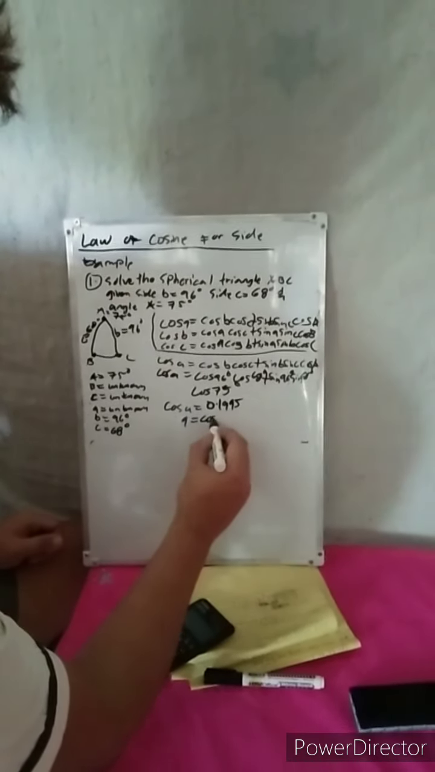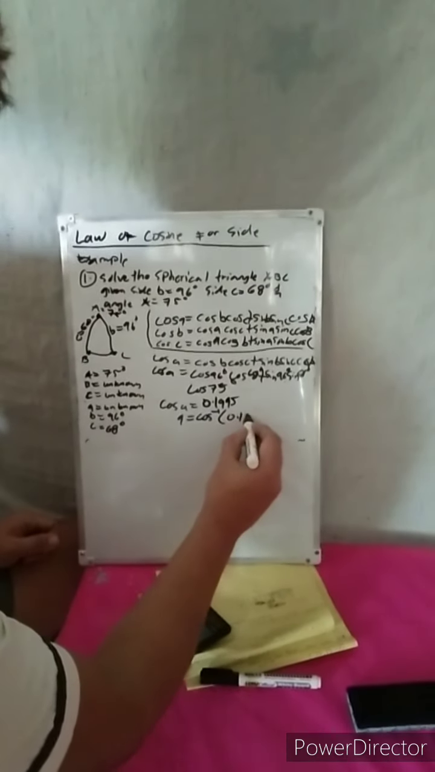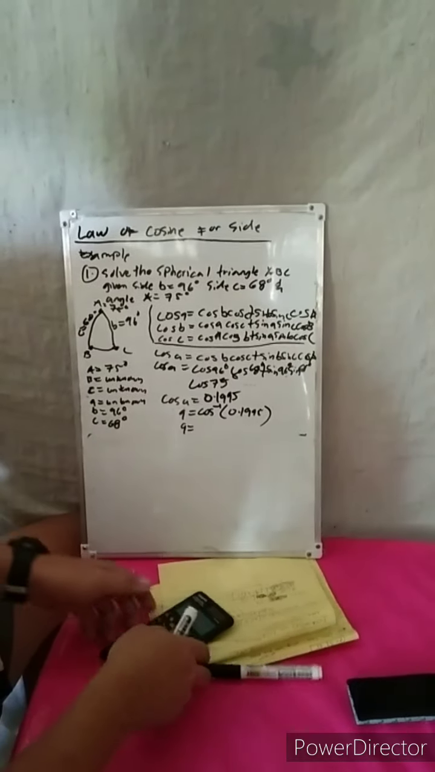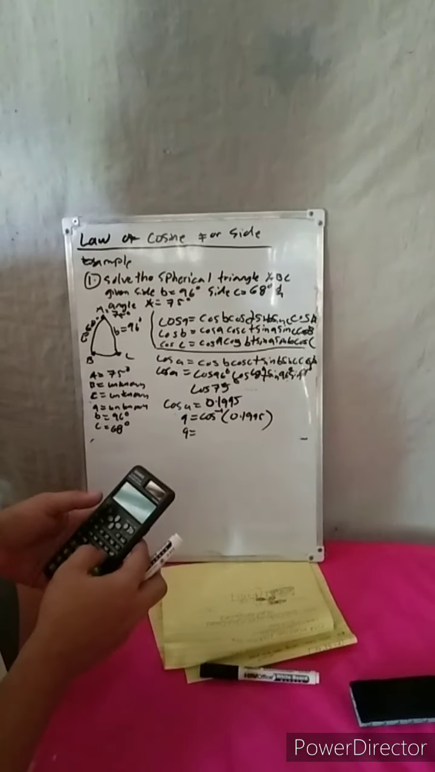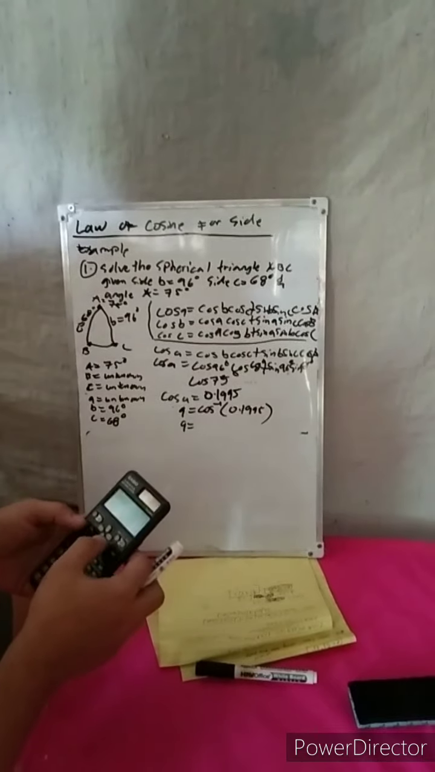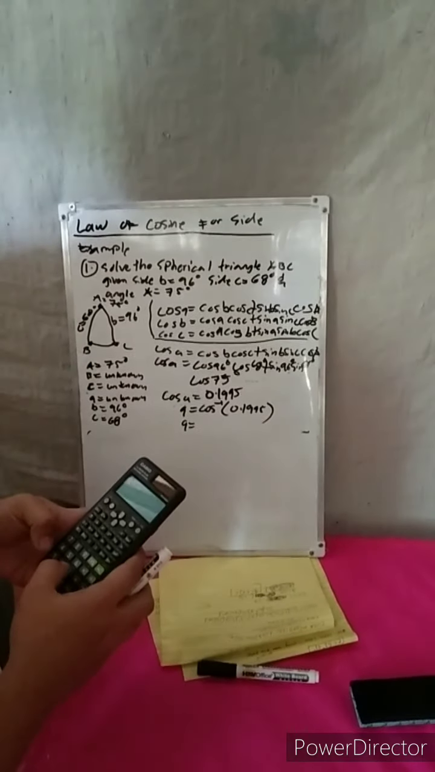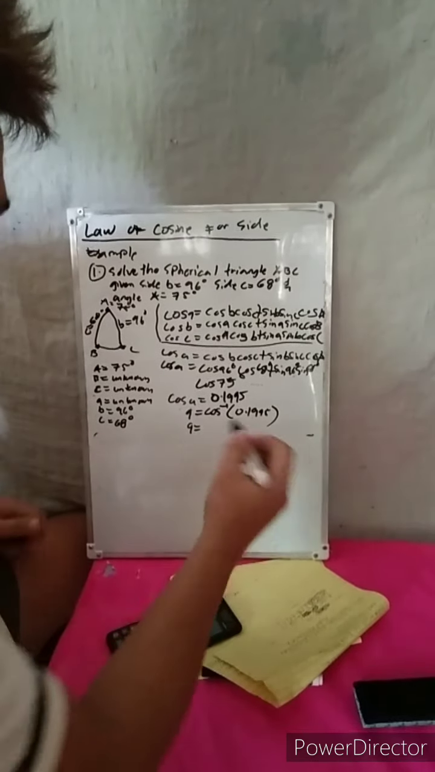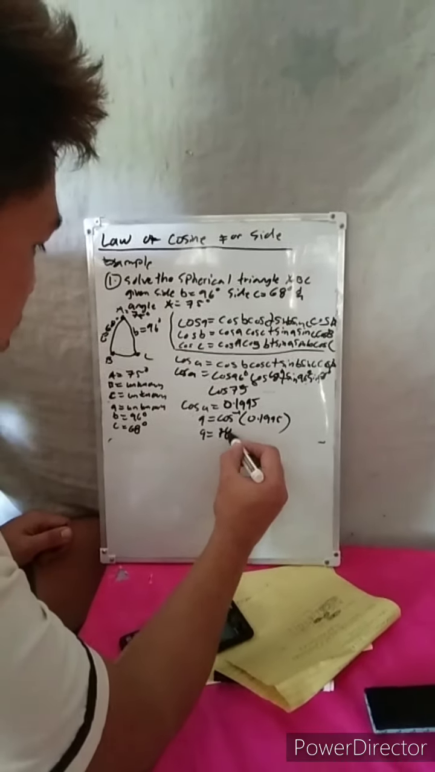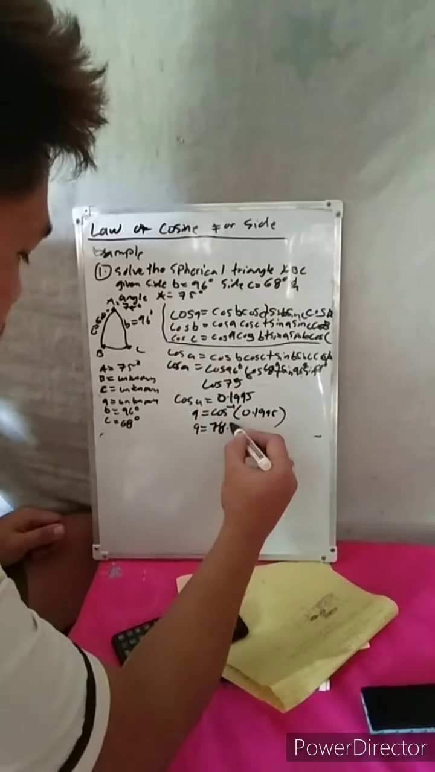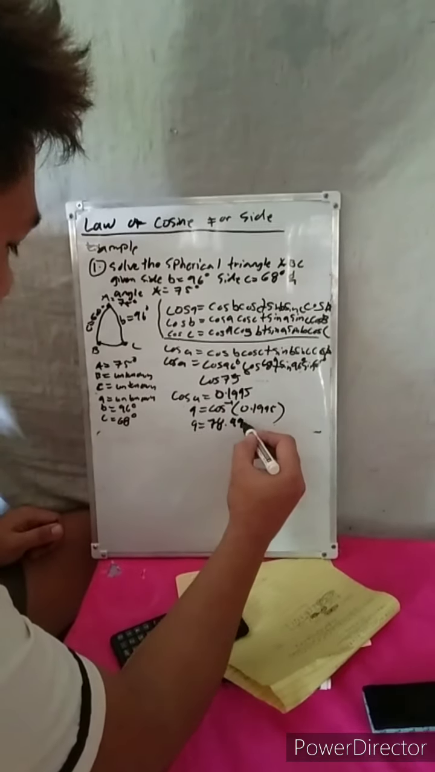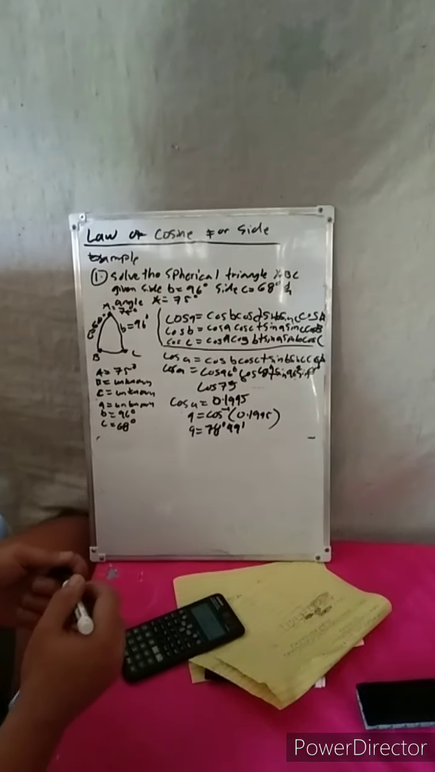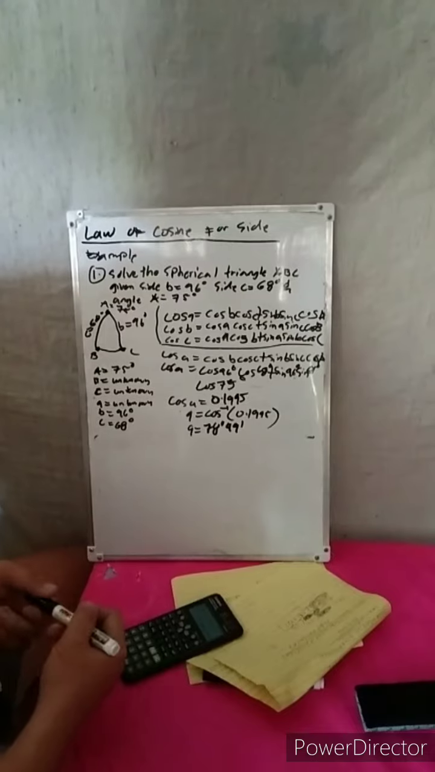shift R cosine 0.1995. Side A equals shift cosine 0.1995. So may side kita 78.49 minutes. So mao na ang ato nga side A.